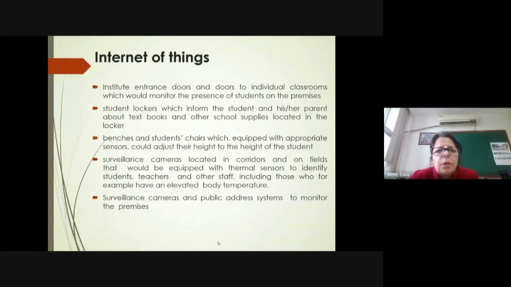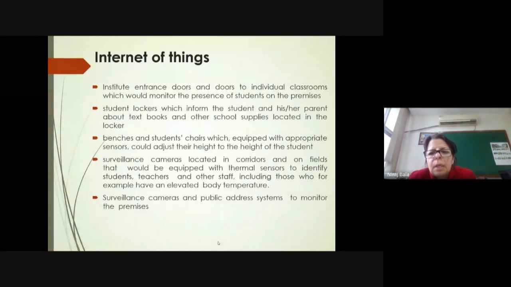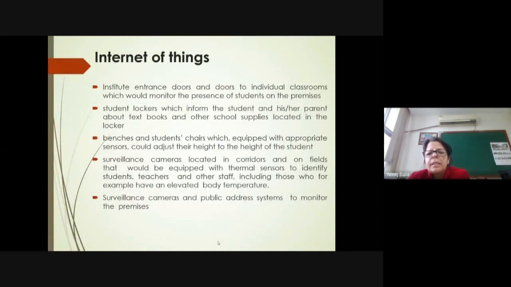Another way of using the Internet of Things in education is surveillance cameras, which can be located in the corridors. Already, many of the institutes have these cameras. These can now be connected to the network. Another thing is, during COVID, we have seen that we can also have thermal sensors. Automatically, when a student is entering the class, if there is a thermal sensor, then they can identify the student, teacher, or other staff with an elevated body temperature, like in airports, where they were measuring our temperature. So we can have these thermal sensors also in the education system, and we can identify that.